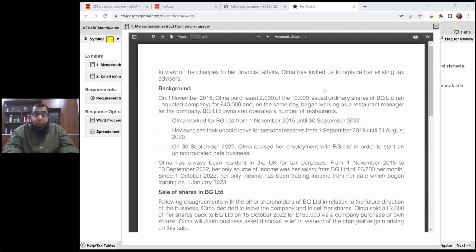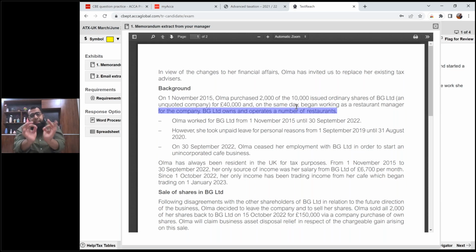Okay, now in view of the changes to her financial affairs, Alma has invited us to replace her existing tax advisors. Background. On 1st November 2015, Alma purchased 2,000 of the 10,000 issued shares of BG Limited, an unquoted company, for £40,000, and on the same day began working as a restaurant manager for the company. BG Limited owns and operates a number of restaurants.